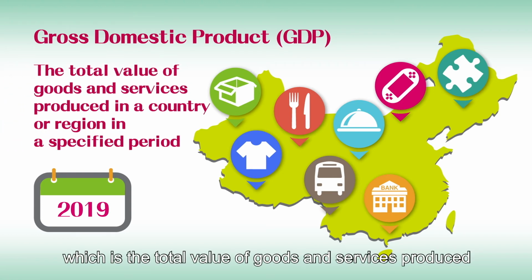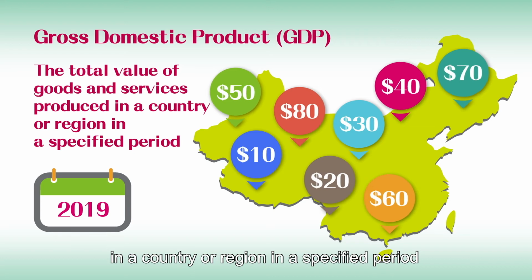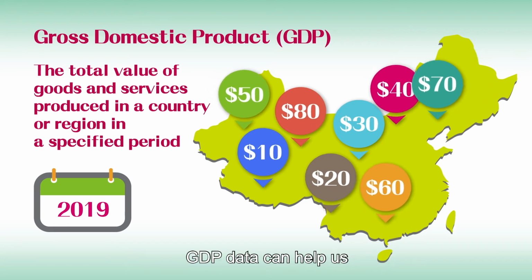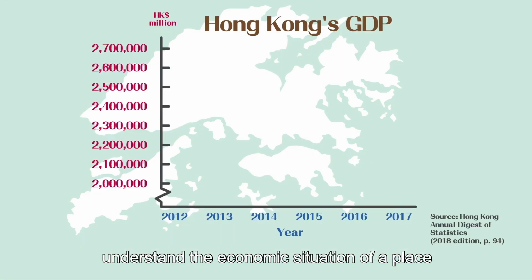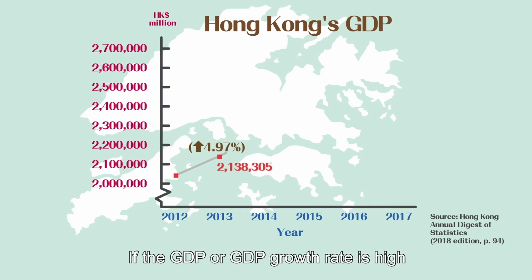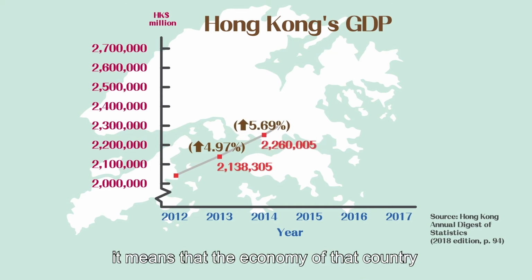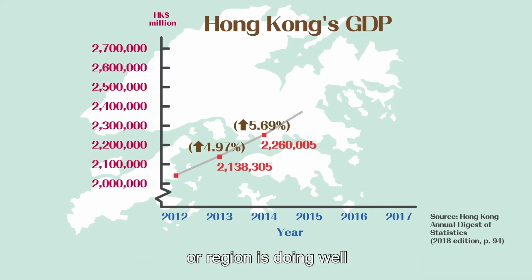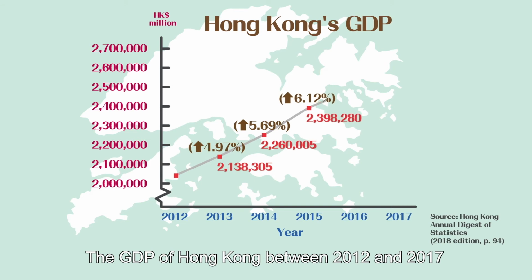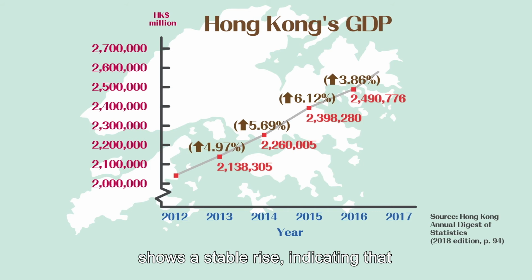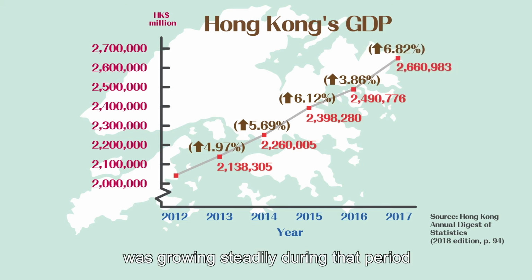and services produced in a country or region in a specified period. GDP data can help us understand the economic situation of a place. If the GDP, or GDP growth rate, is high, it means that the economy of that country or region is doing well. The GDP of Hong Kong between 2012 and 2017 shows a stable rise, indicating that the Hong Kong economy was growing steadily during that period.